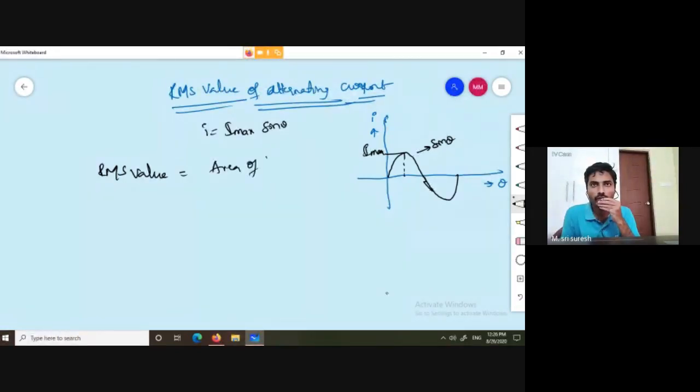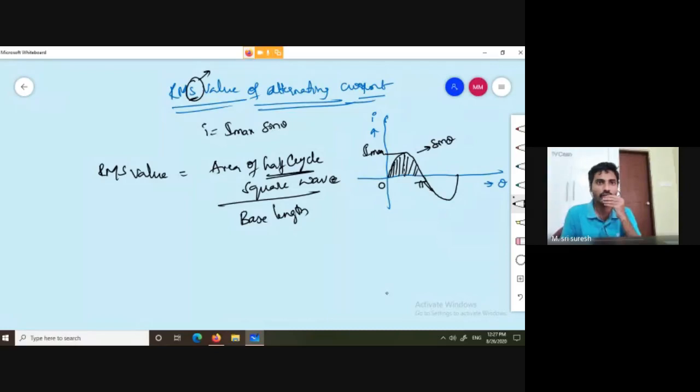The area of a half cycle squared wave, divided by the base length, because it is a square waveform. If you are taking a waveform, apply a square to it. We are considering the area for a half cycle, so the limits are 0 to pi. To know the area, we need to apply integration, divided by the base length of the half cycle.